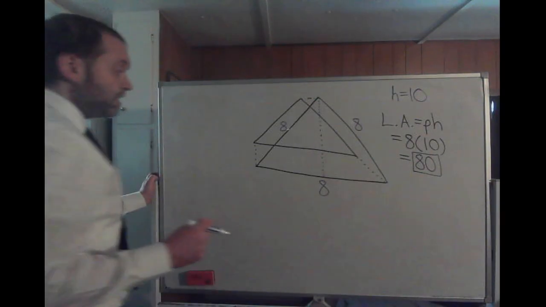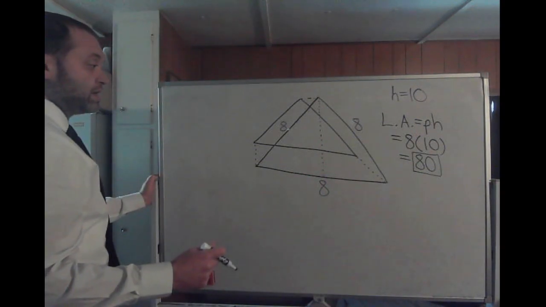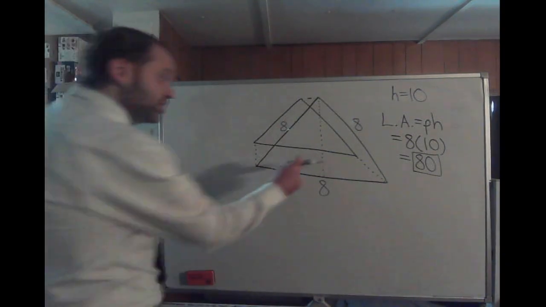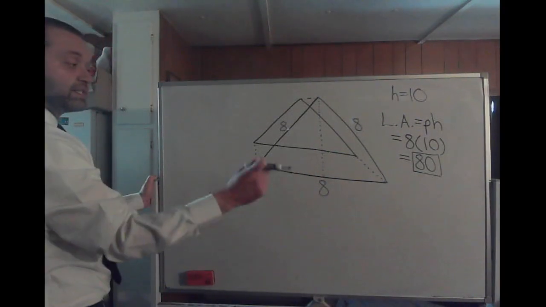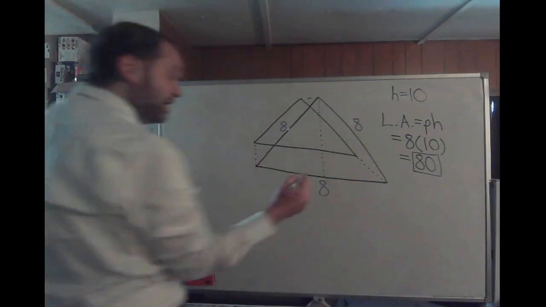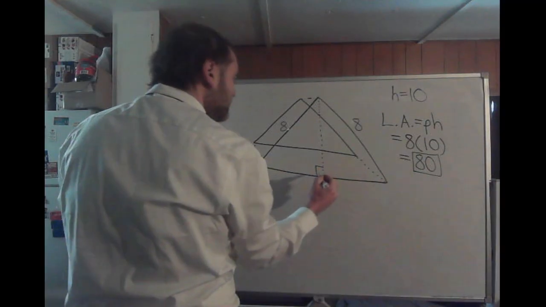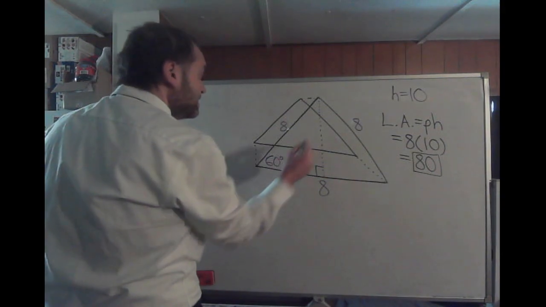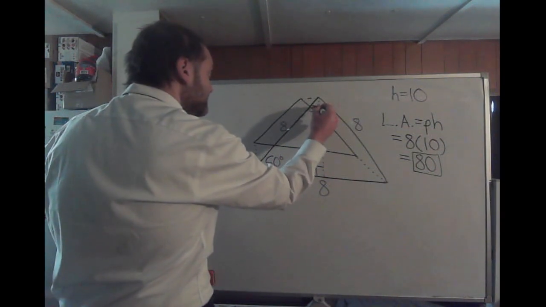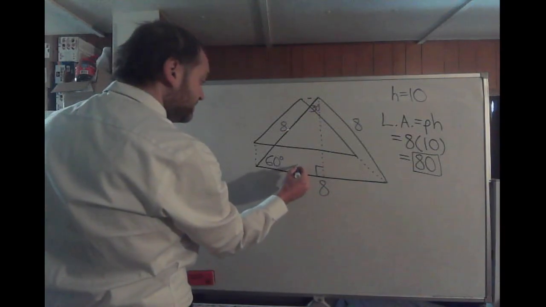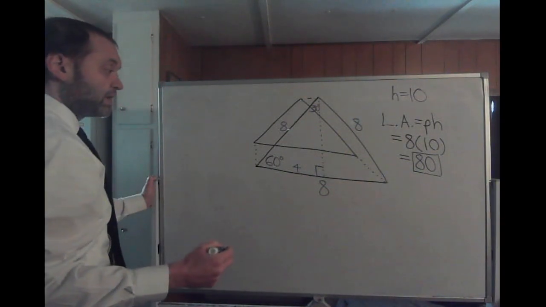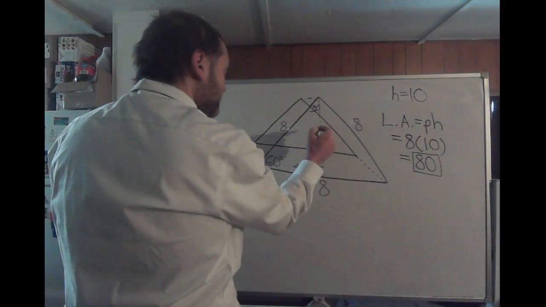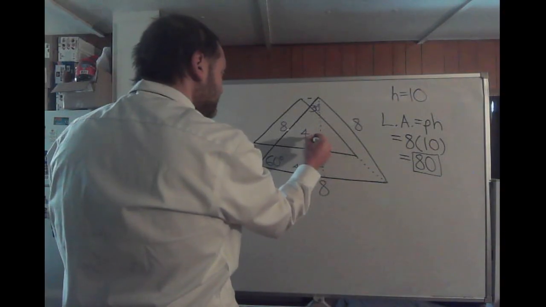Okay, so you draw your altitude. Now, in an equilateral triangle, remember the altitude splits the base into two perfect right triangles. Also in an equilateral triangle, what's true? All three angles are 60 degrees. So you have yourself here a 30, 60, 90 right triangle. So the length of this leg here would be 4. You have the hypotenuse 8. That means the length of the altitude would be 4 times the square root of 3.